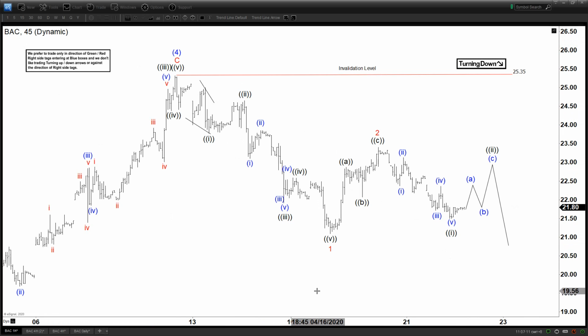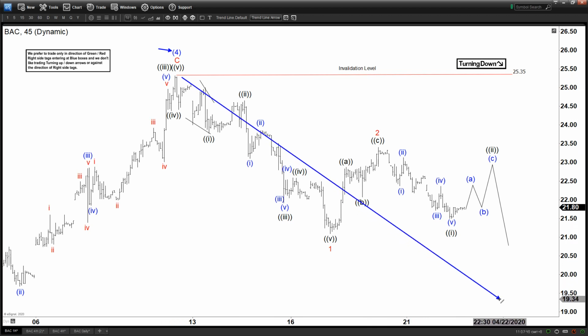For today, we will be looking at the chart of BAC. This is Bank of America, 45 minutes chart, and we can see right here the rally to 25.35 ended with 4. That means it is still within an impulsive move on the downside, in which this bounce to 25.35 ended with 4. So now the stock is proposed to have resumed the downside with the arrow turning down.